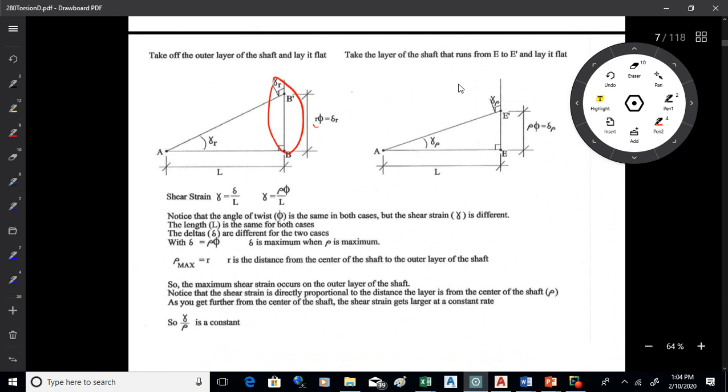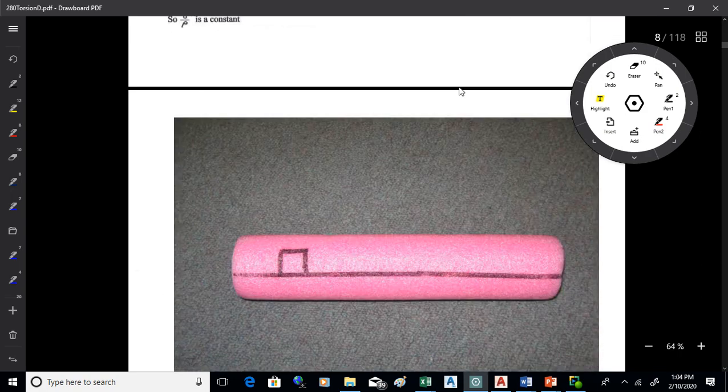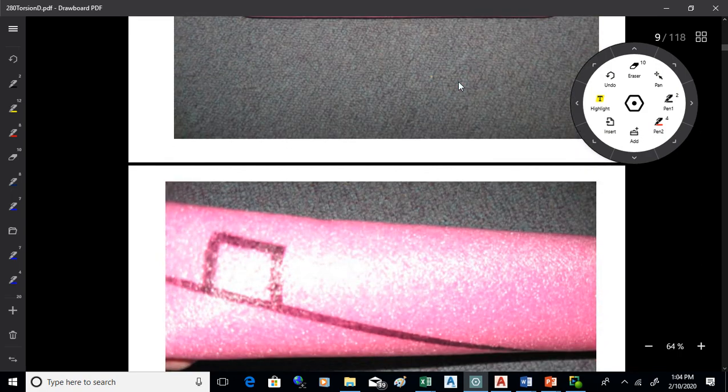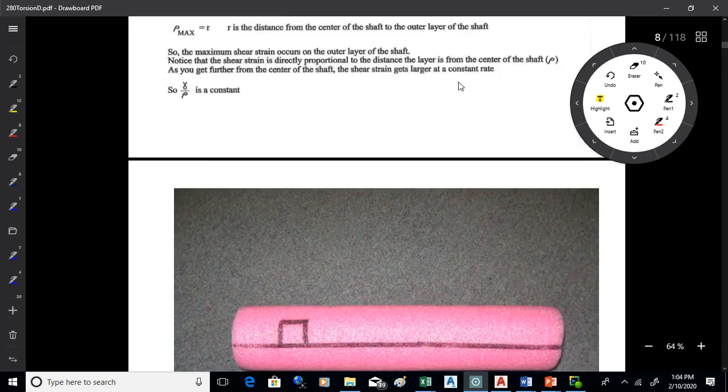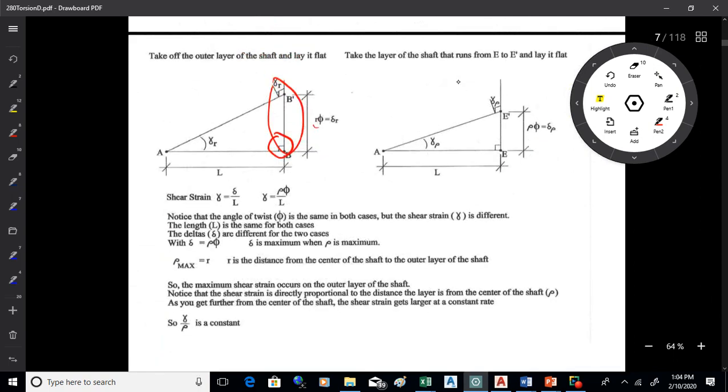Okay. And then if you look at how this little square element would change shape as it rotates up, it would do something like that. You get shear strain on that. This angle here is equal to that. Same thing on the other side there.